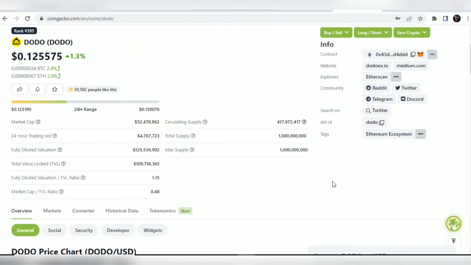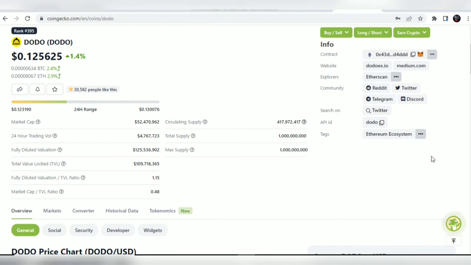We'll be using CoinGecko like we normally do in this channel. At the time of making this video, DODO was currently trading at $0.12. It has a circulating supply of 470 million DODO tokens, and the total supply is capped at 1 billion DODO tokens. The current market cap was sitting at $52 million, and it had a 24-hour trading volume of $4 million.